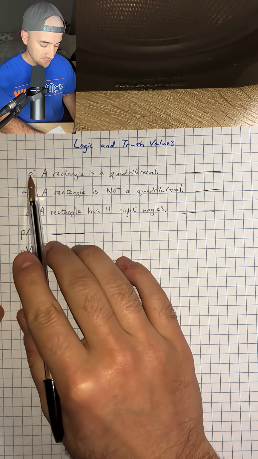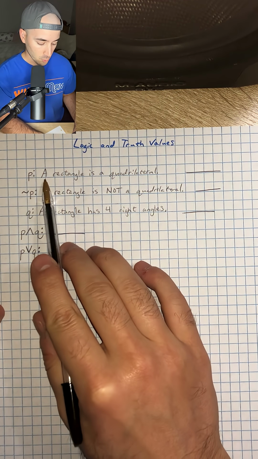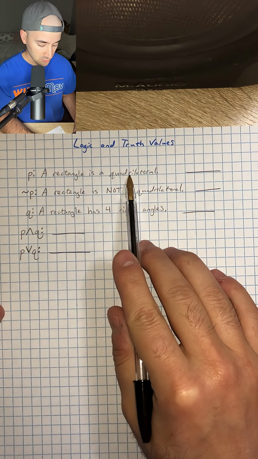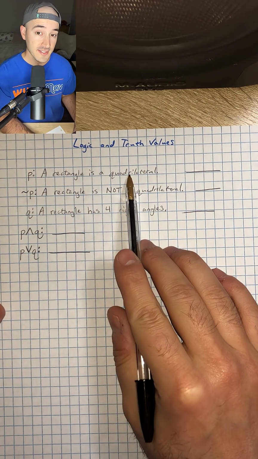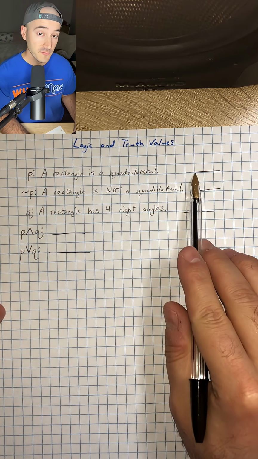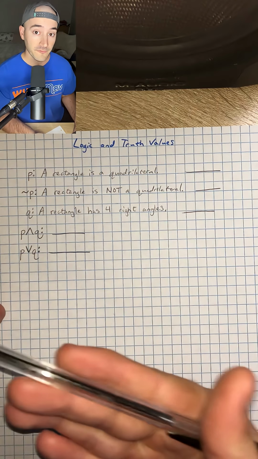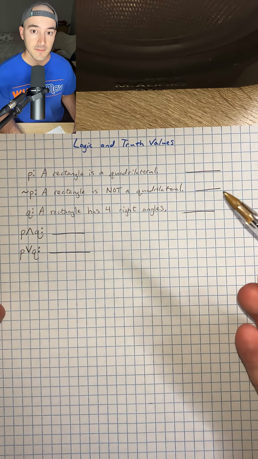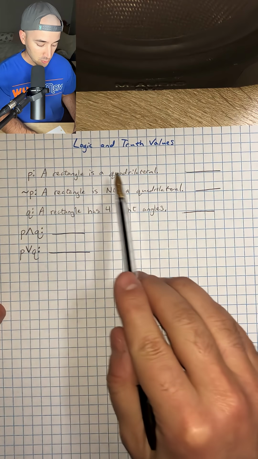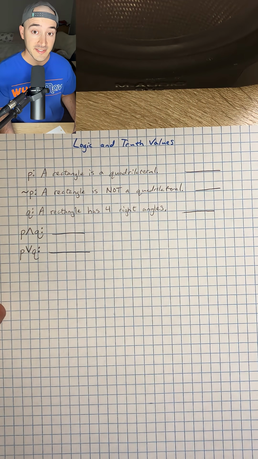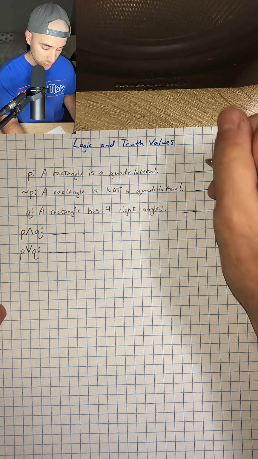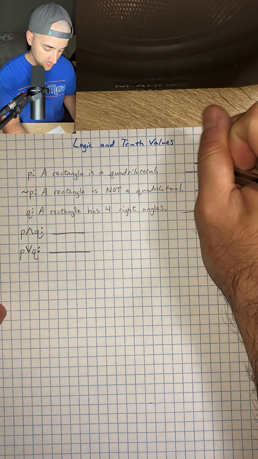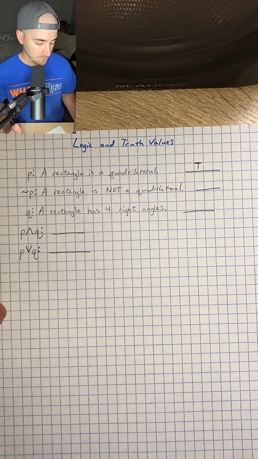So we have the statement P that says a rectangle is a quadrilateral, okay? And so what we're going to do for each of these statements is we're going to put a truth value of either true or false based on that statement. So a rectangle is a quadrilateral. Quadrilateral means it has four sides, so that is true. We're going to put a T for our truth value, okay?